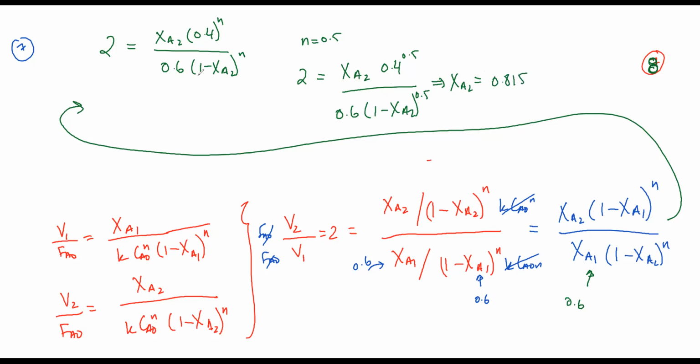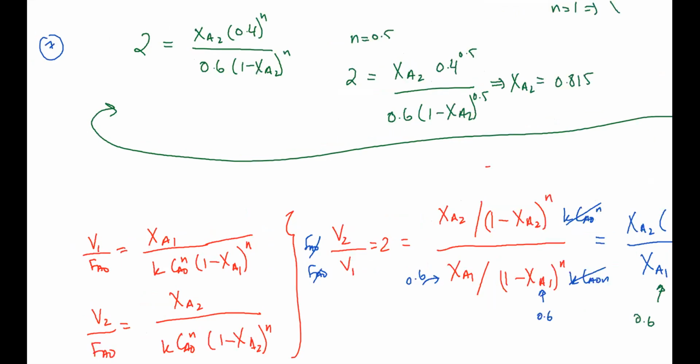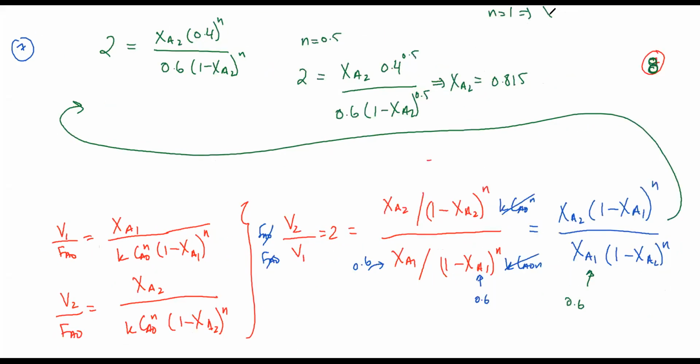0.815, okay? And then if I substitute N equals 1, which is the easiest one, or the most straightforward one, XA2 will be equal to 0.75. And the third case was when N equals 2, you're going to get XA2 to be equal to 0.695. Okay, so the main idea is you need to get to this point.